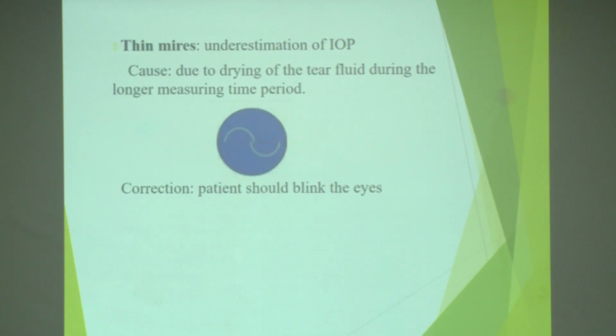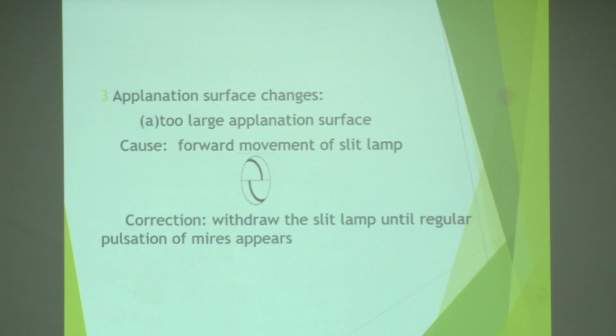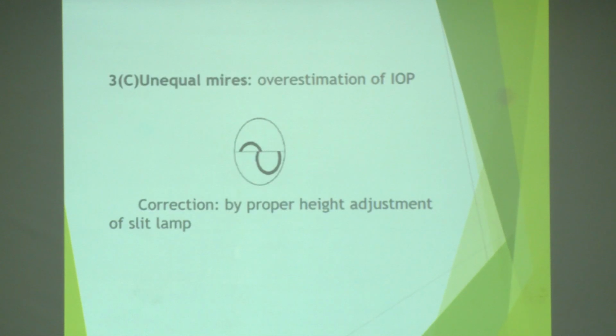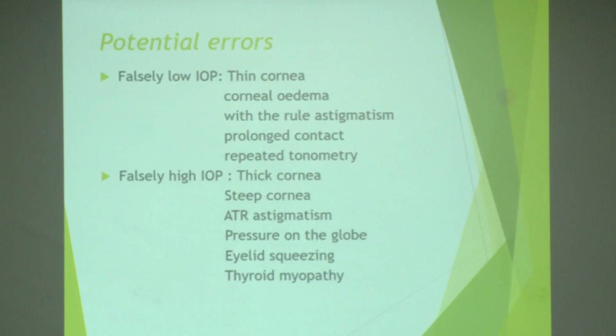In case of thin mires, it will lead to underestimation of the IOP, and it is due to measuring the IOP over a long time period. So to correct this, ask the patient to blink a few times. Sometimes there is too large an applanation surface. This is due to forward moving of the slit lamp, and to correct this, withdraw the slit lamp until the regular pulsating mires appear. Sometimes there are eccentric mires, so proper centration of the biprism should be done. Unequal mires lead to overestimation of the IOP, and correction is by proper height adjustment of the slit lamp.